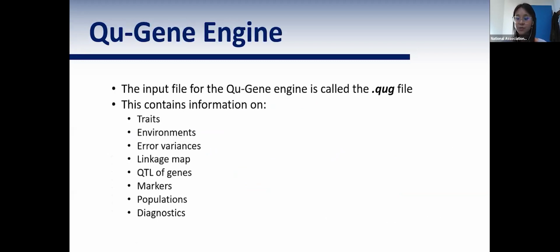Starting off with the QG file, this is where you put all the information about what you want to simulate. So we have traits, and for the example we'll be doing today, we're going to be looking at seed yield.